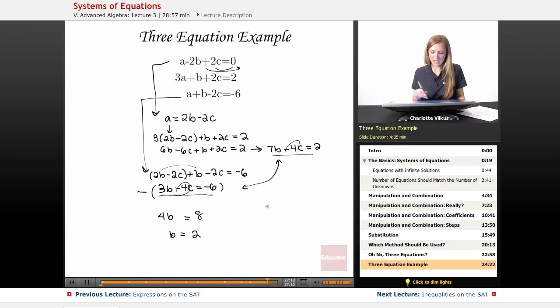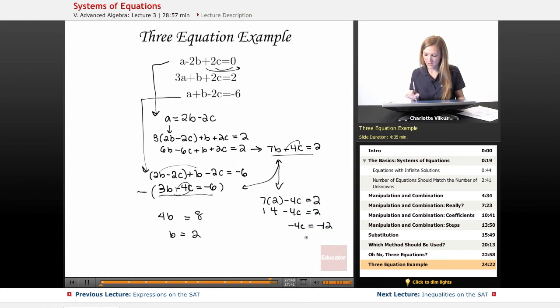And I can then plug b back into one of these equations to get c, just like I would have done with two equations. So in a two equation problem, I would have just done 7 times 2 minus 4c equals 2. And I have 14 minus 4c equals 2, or -4c equals -12. And in this case, c is then equal to 3.